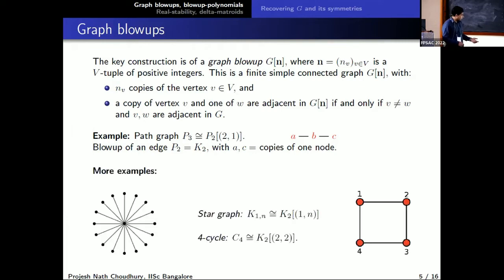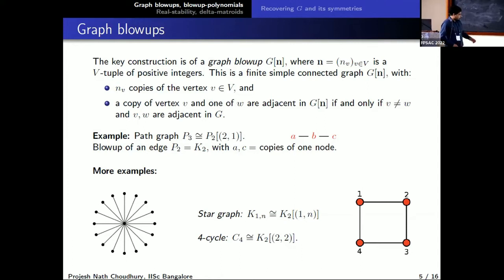Here are 2 more examples. One is that of a star graph. This is exactly the same as saying start with an edge and blow up one vertex with n different copies and keep one copy of another vertex. And this is exactly the star graph.